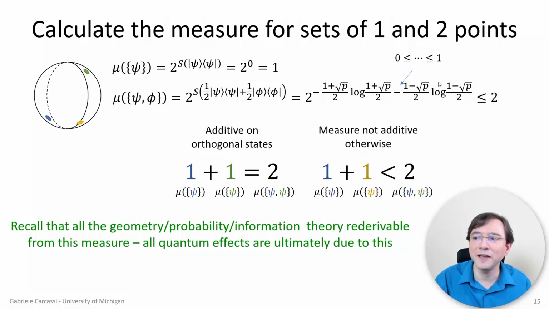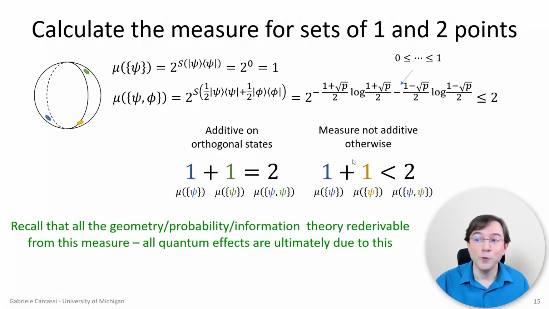And it's 1 if the two states are orthogonal in the Hilbert space, but in the projective space on the Bloch sphere, orthogonal actually means they are opposite from each other. And this would correspond to states that can be the outcome of a single projective measurement. And so what happens is that the count of states of 2 is going to be bounded by 2, and it's going to be 2 if the states are orthogonal. But if the states are not orthogonal, for example, we have spin up and spin left, then that measure is going to be less than 2. It's not going to be additive.